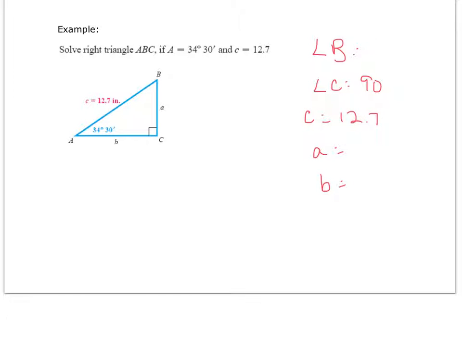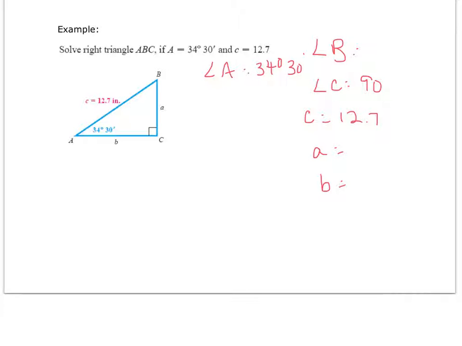Now let's go ahead and write angle A on here too, since we already have it. Angle A equals 34 degrees and 30 minutes. So now you have a couple of ways to find angle B. First thing I'm going to think of: if A is 34 degrees 30 minutes, A and B have to total 90 degrees.